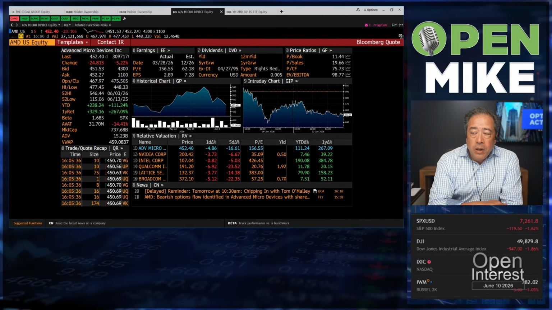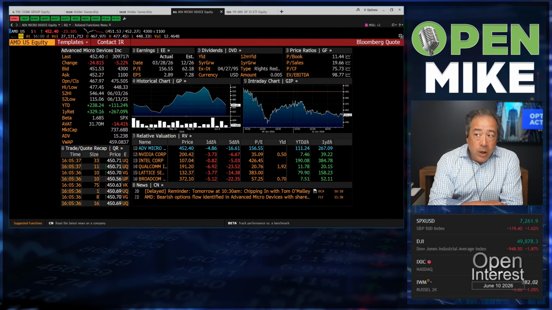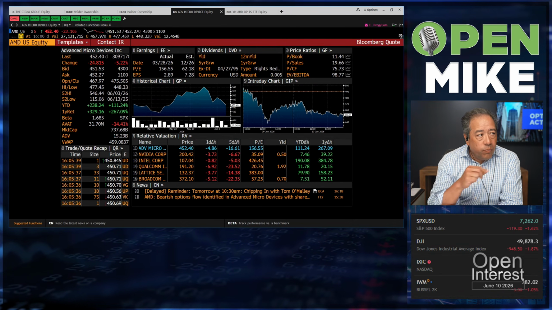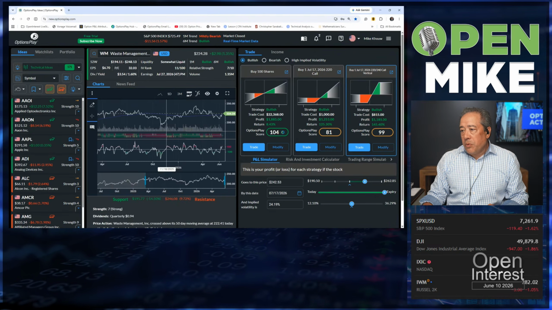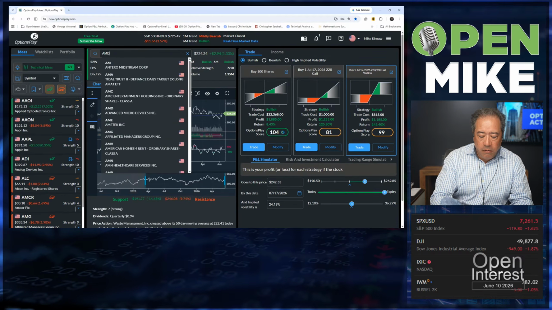You can trade something called a combo or a synthetic long stock position. What is that? Well, I'll illustrate it. So we'll use options play in this case for this.